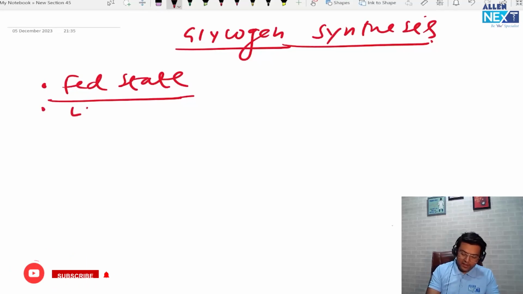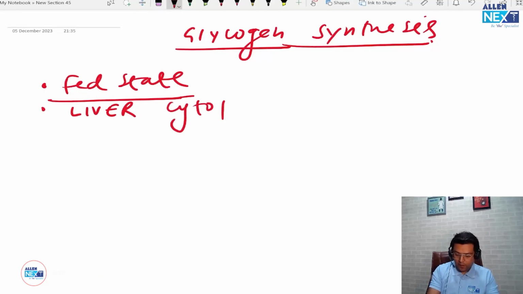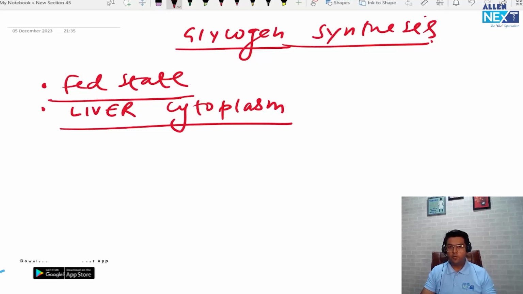Where is the site? Site is liver cytoplasm, right? So liver cytoplasm, both for glycogenolysis and for the glycogen synthesis. The site is liver cytoplasm.